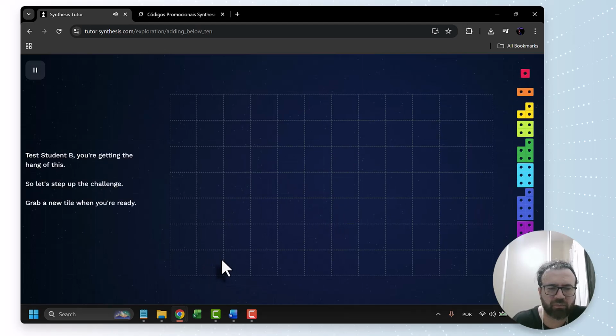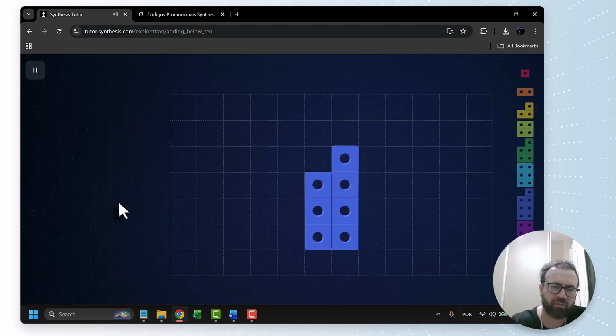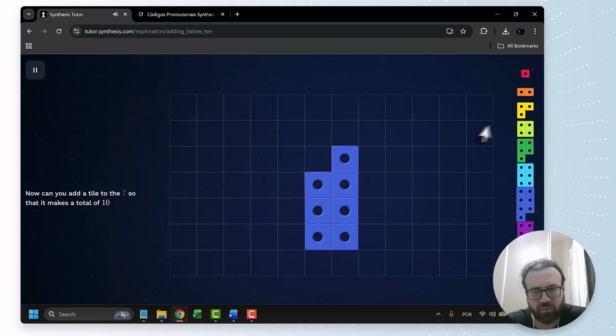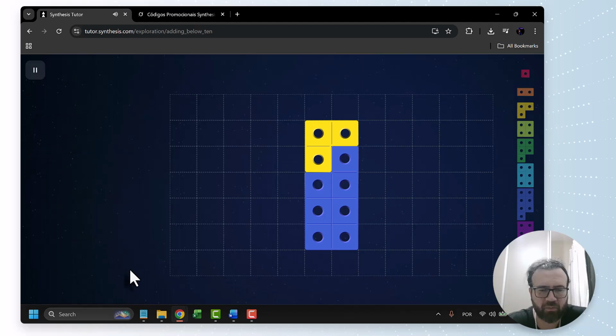Test student B, you're getting the hang of this. So let's step up the challenge. Grab a new tile when you're ready. What number have you chosen here? Now, can you add a tile to the 7 so that it makes 10? Yep, 7 and 3 make 10.